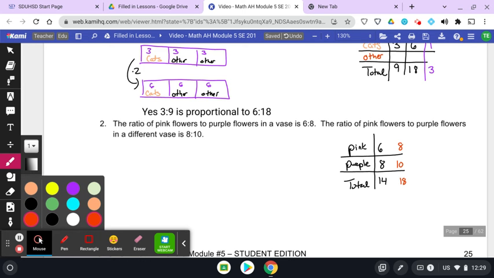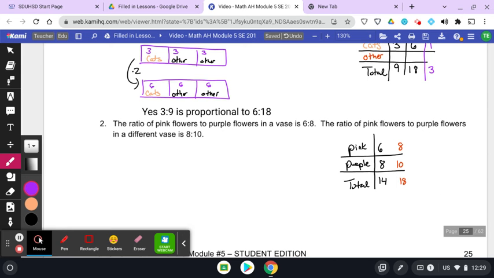This is not reduced, right? 6 and 8, they both reduce by a factor of 2. They're both even. So on this one, that would give me 3, 4, 7 total sections. This would give me, they reduce by a factor of 2 also, 4, 5, 9 total sections. So I know that there's no way that these 2 bar models can structurally be put together.